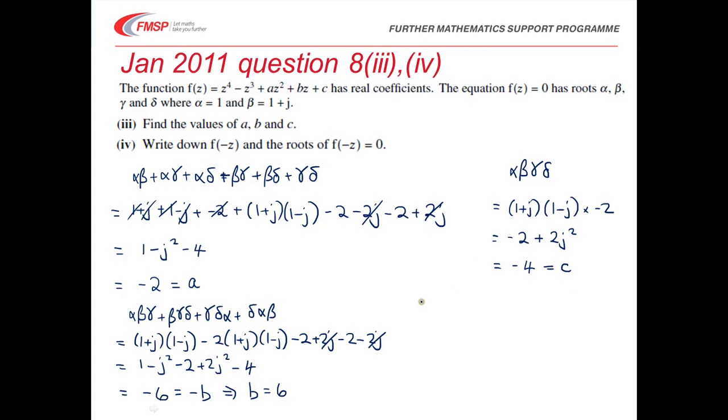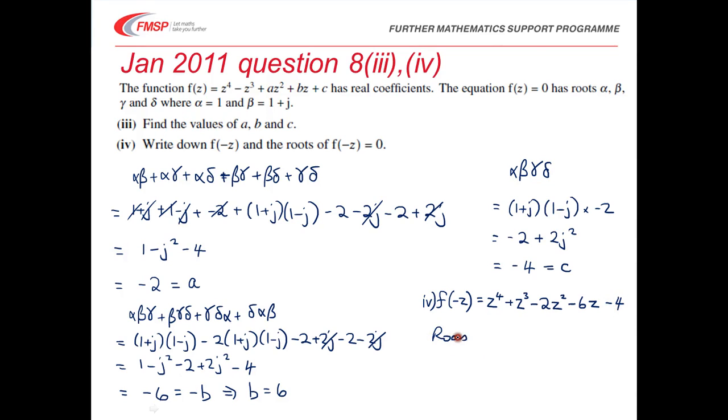That's part 3, and for part 4 I just have to write down f of minus z. So that's putting minus z in instead of z. Doesn't have any effect on z to the 4. It changes the sign of z cubed. It has no effect on z squared, and a was minus 2, so that's minus 2z squared. It does change the sign of z, so that will be minus 6z, and then c was minus 4.